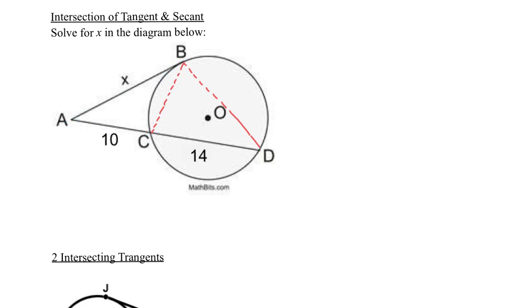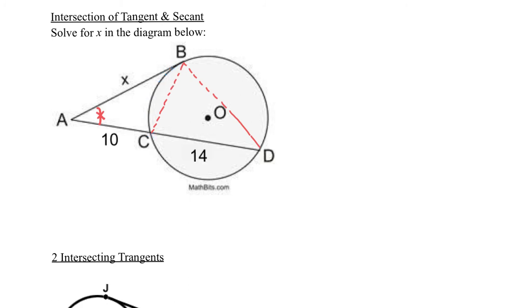Okay, and let me show you why that is. So first of all, I've got a reflexive angle right here. Got that one. And now here's the other one. I've got an inscribed angle right here that cuts off arc BC. And my other inscribed angle is right here. It also is an inscribed angle that cuts off arc BC.